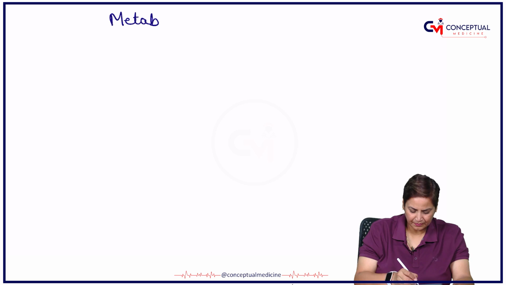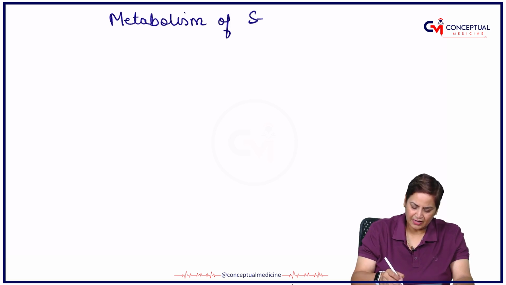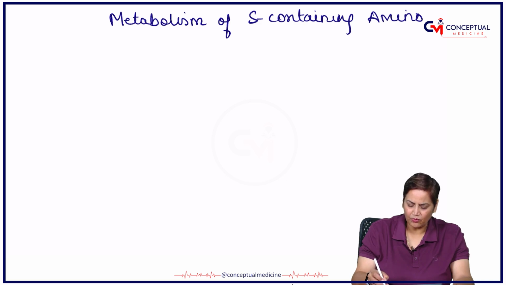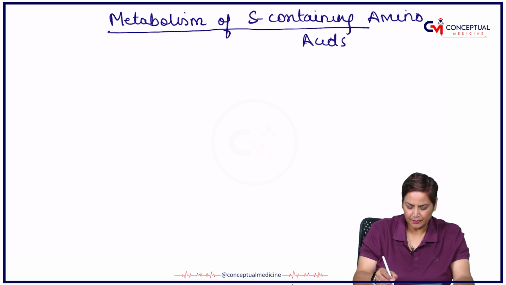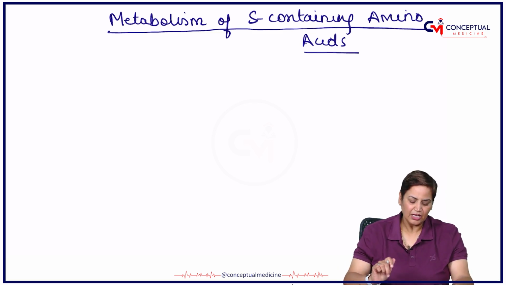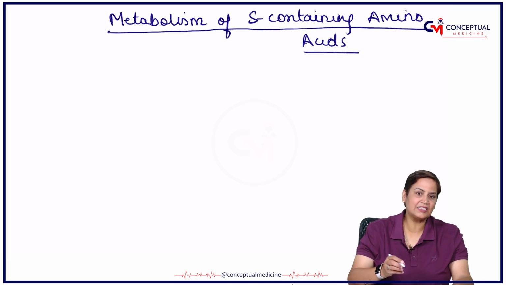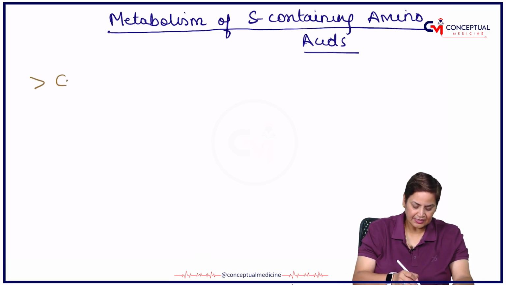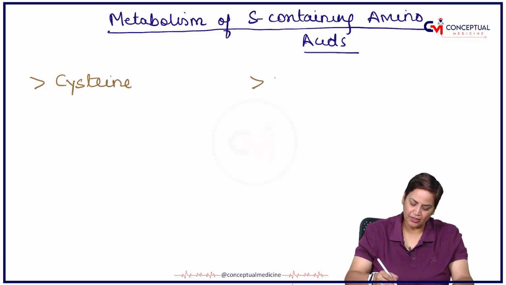Metabolism of sulfur-containing amino acids. Now, what are the sulfur-containing amino acids? Obviously, if we talk about the definition, the amino acids which have sulfur in them will come under this category. So, there are two amino acids which belong to this category, cysteine and methionine.